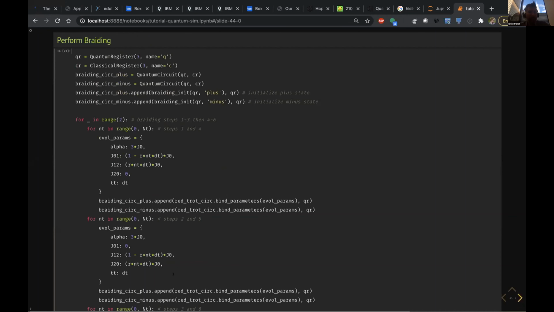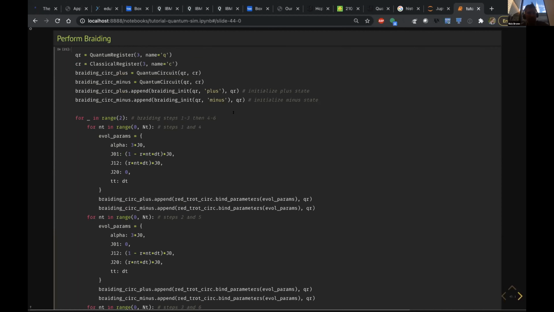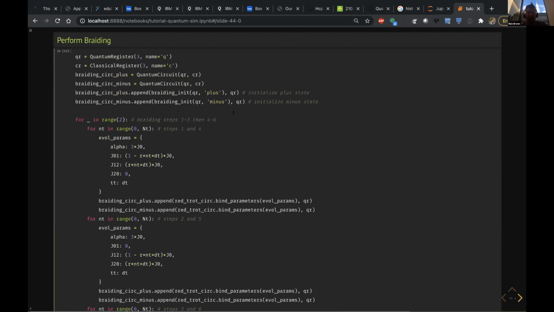So what I'm going to do is establish a quantum register of 3 qubits and a classical register of 3 bits, and then braiding plus and braiding minus, and I just start by appending the schedule for the initialization in both the plus and the minus state. Basically what I can do here is much simpler than what we actually did, where we used the pulse schedules and built them straight out of pulses.